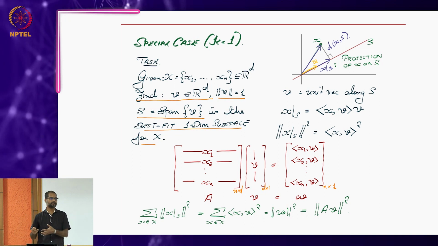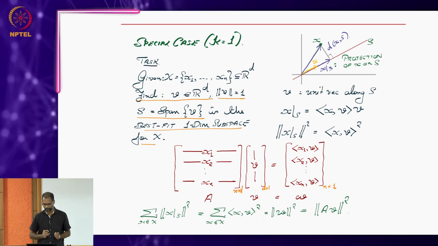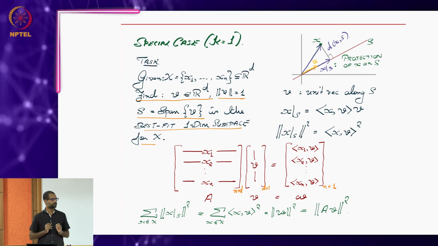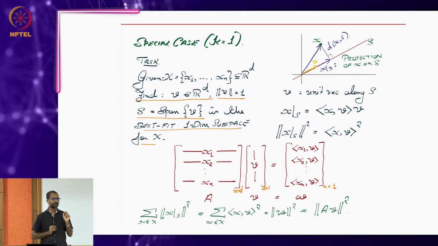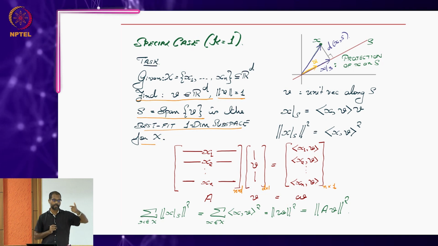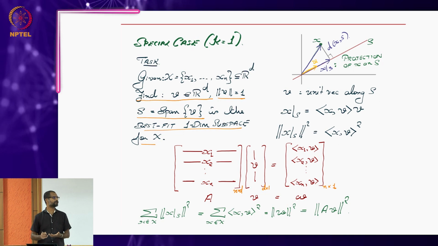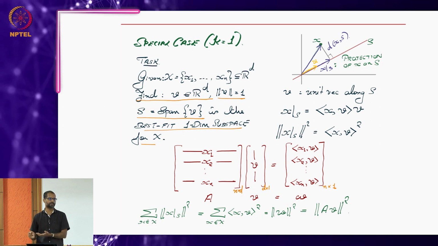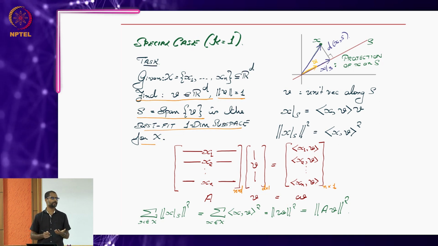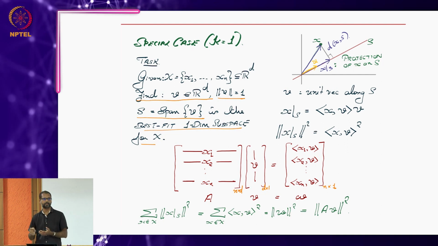I'll have to take a magnitude and all, that's fine. In fact, I'll have to take the magnitude and square. We'll do that in a while, okay. But is this clear? In one matrix multiplication, because it's not enough for me to get the projection of x1 alone. I want the projection of x1, x2, x3 all the way up to xn. One matrix multiplication gives me all of that. It's just A, where every row of A is a vector x, times v.